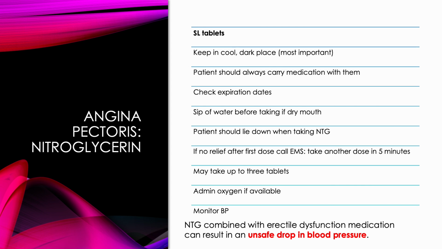If they're having chest pain and they take a nitroglycerin, they need to lie down. If there's no relief with the first dose, they need to call 911. Take another dose in 5 minutes. They can take up to 3 doses every 5 minutes, but if there's no relief after the first one, they call 911. Because what did I just tell you? Somebody that has chest pain that's unrelieved with nitroglycerin, if it's coming from their heart, right? That means they now have unstable angina and they could be having an MI. So they need to get to the hospital. That's very important, okay? Administer oxygen if it's available and monitor their blood pressure.